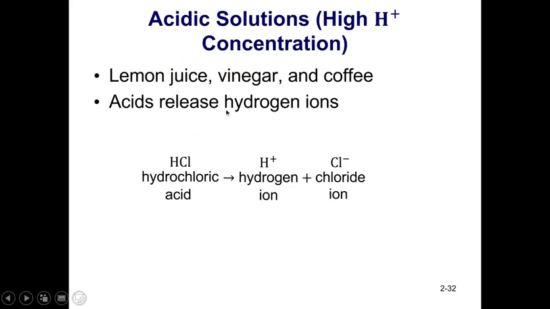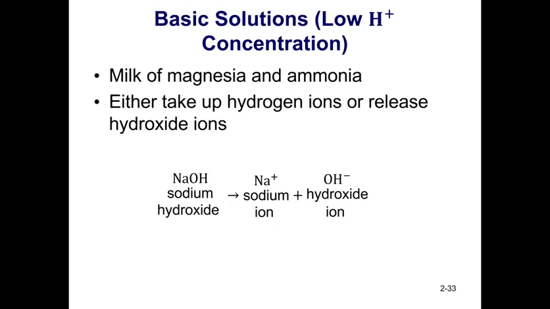Okay, so when we're talking about acids and bases, we're basically talking about the concentration of hydrogen ions. So we're seeing how many hydrogen ions the molecule has. If it has a lot of hydrogen ions, then it's going to be acidic. So for example, lemon juice, vinegar, and coffee all have high numbers of hydrogen ions. Therefore, they're going to be considered acidic. Things that have low amounts of hydrogen ions are considered basic. So things like milk of magnesia and ammonia are just a few examples of chemicals that are going to be basic due to the lack of hydrogen ions.